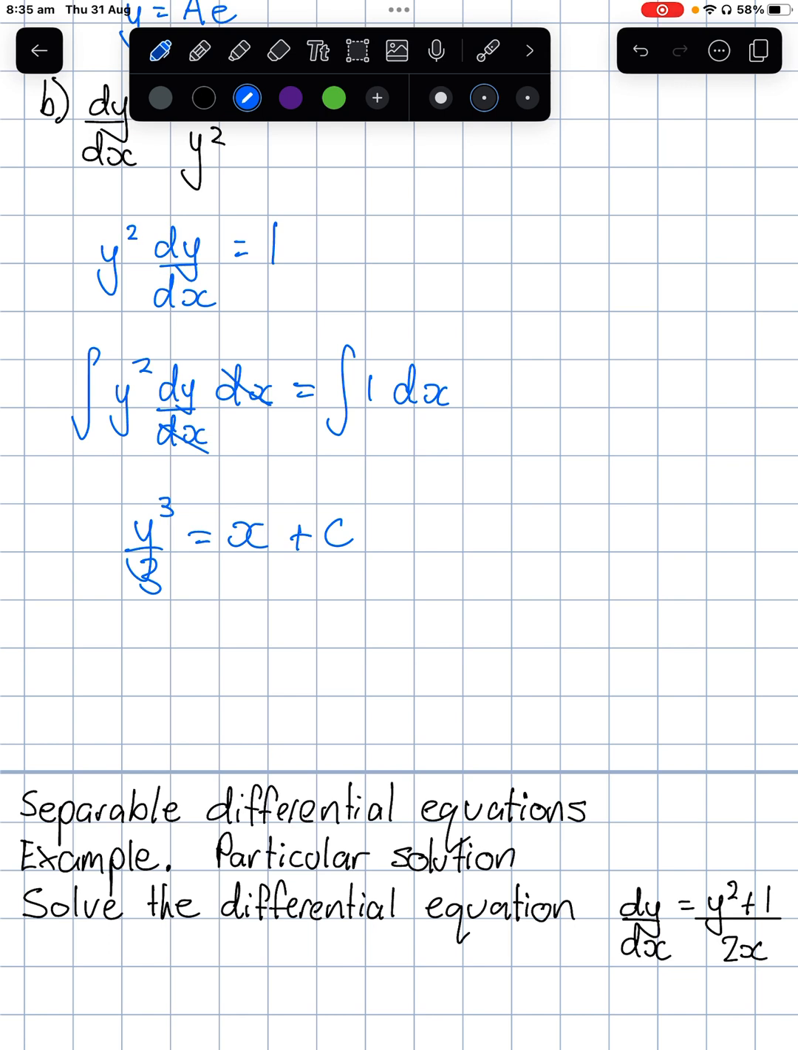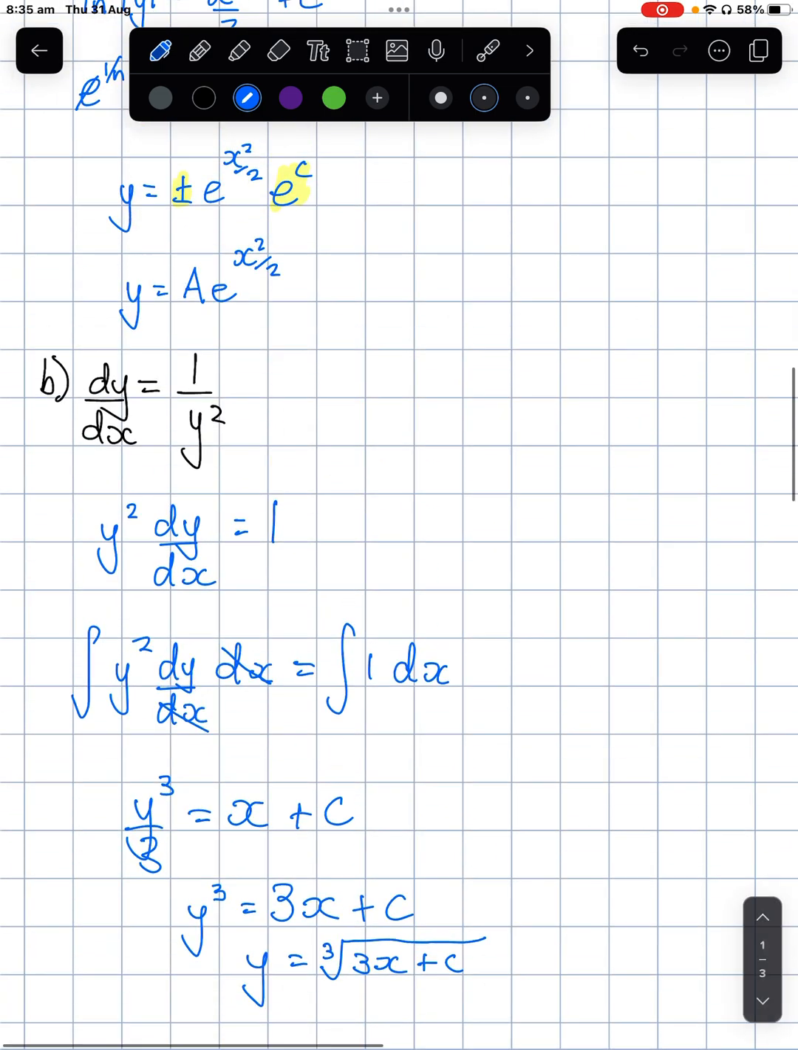And then we would rearrange, so we multiply everything by 3. Now, this gives us y cubed equals 3x plus 3c. But realistically, because we don't know what c is, we can just leave that. It's just going to be a constant when we finish, okay? And then we're going to do y equals the cube root of 3x plus c. That's our solution there. So that's it all done.